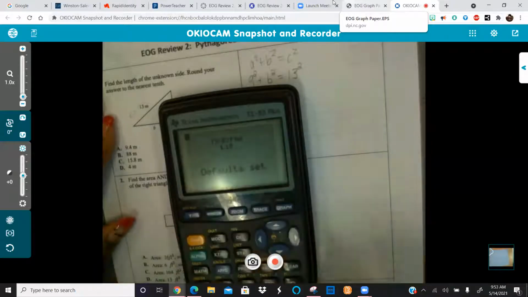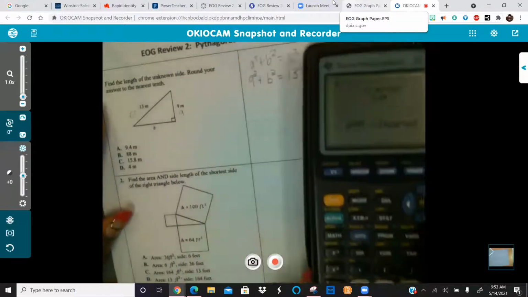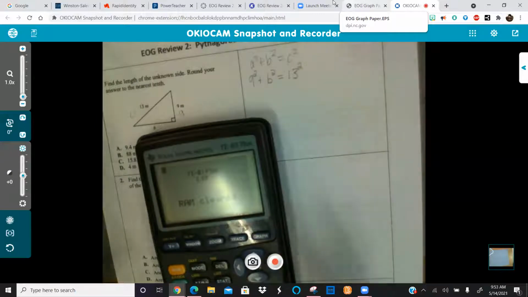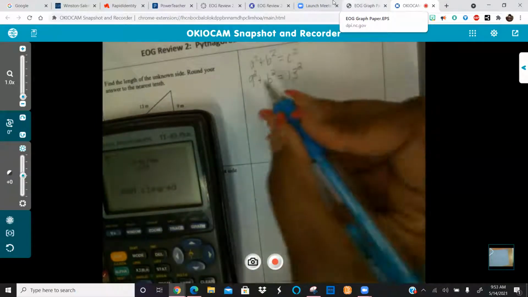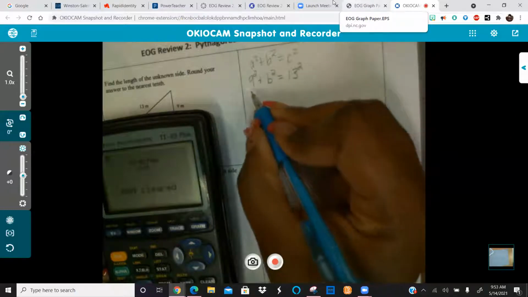Oops. Let me do that again. Second plus number 7, 1, and 2. All right, so we cleared our calculator there. So 9 squared is 9 times 9. What's 9 times 9? 81. Very good.